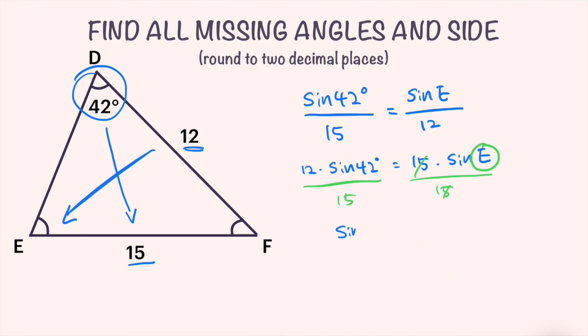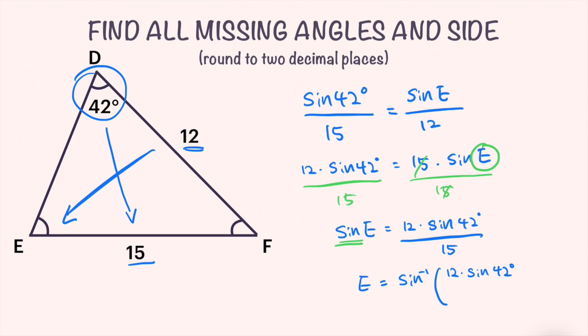We can divide both sides by 15 to cancel this out. Then we have sine E, I'm going to write that first, is equal to 12 times sine of 42 degrees over 15. We just have to do one more, and that is the opposite operation of sine. And what is that? It is the inverse sine. Inverse sine and sine cancel each other out, so we just have E. And on the right side, we have sine inverse, that is inverse sine, of 12 times sine of 42 degree angle over 15.